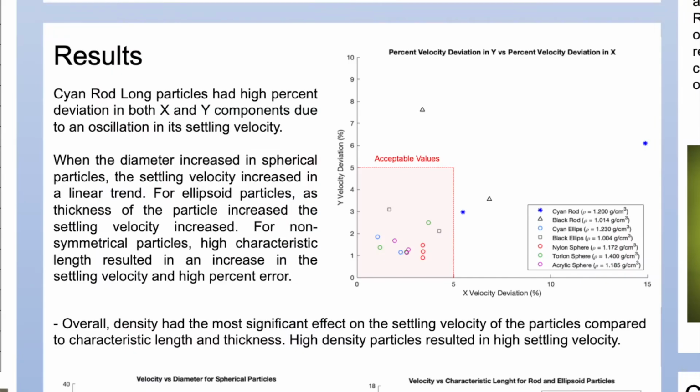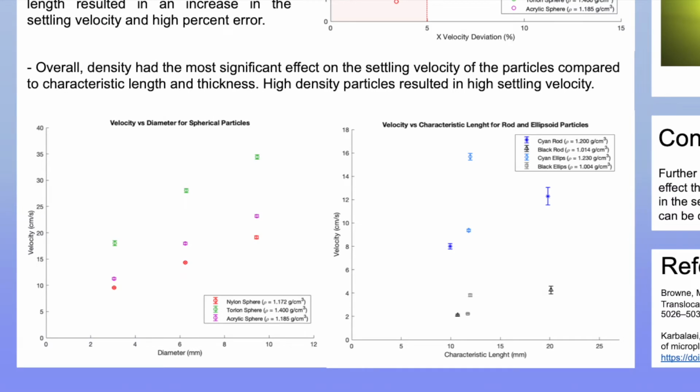The results show that spherical particles and ellipsoid particles had the lowest deviation in their x and y velocity components. The highest deviation was in the rods, and specifically for cyan rod. Spherical particles had the highest settling velocity compared to ellipsoid and rod geometries. Among spherical particles, Thorlon sphere had the highest overall settling velocity among different dimensions.